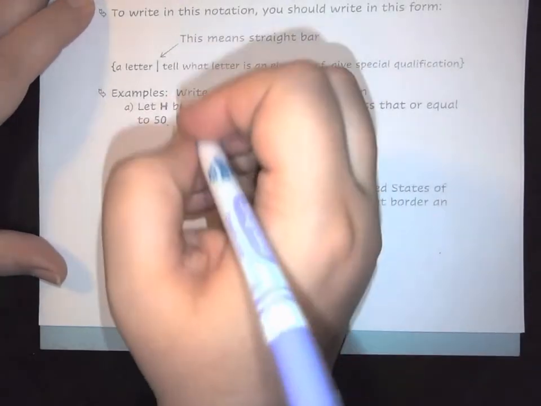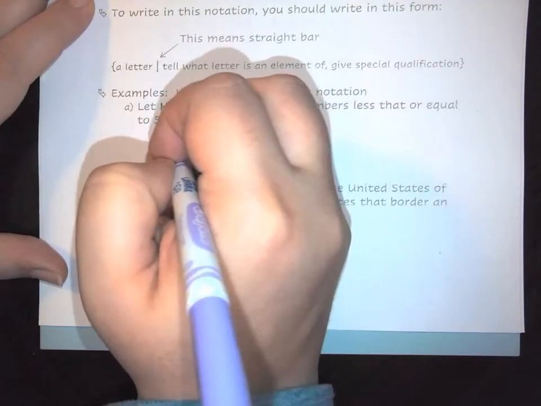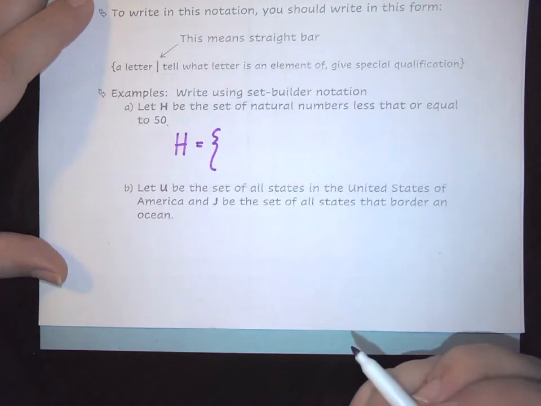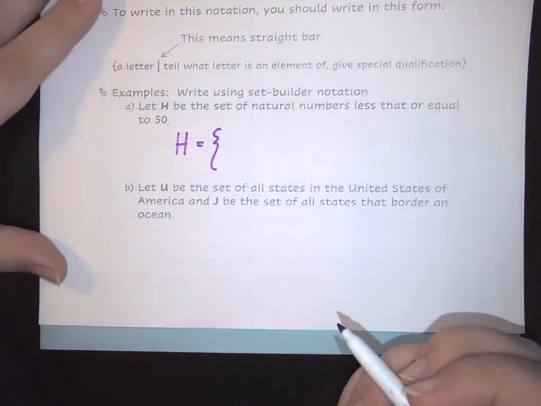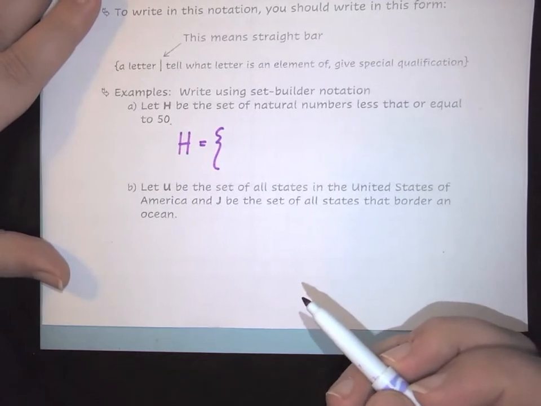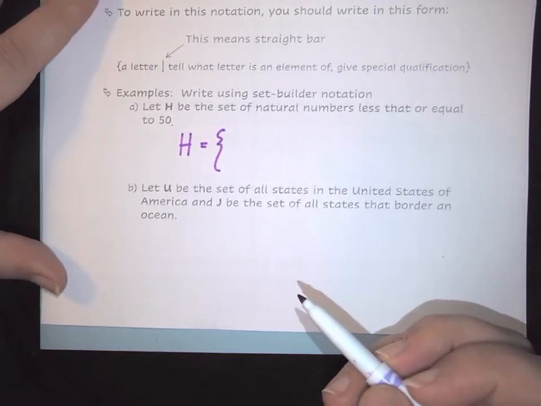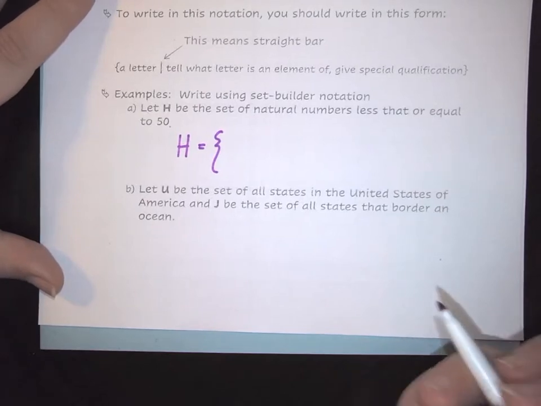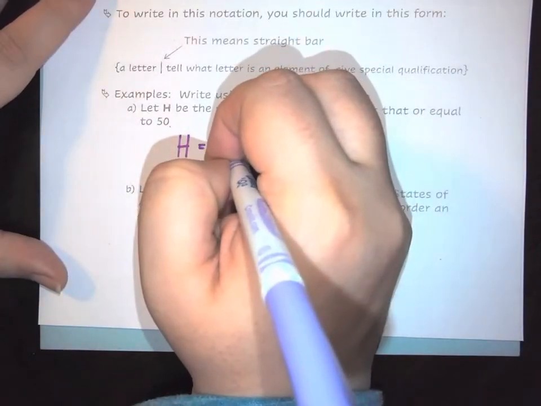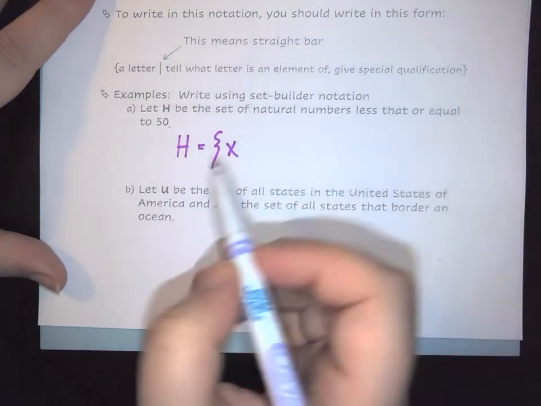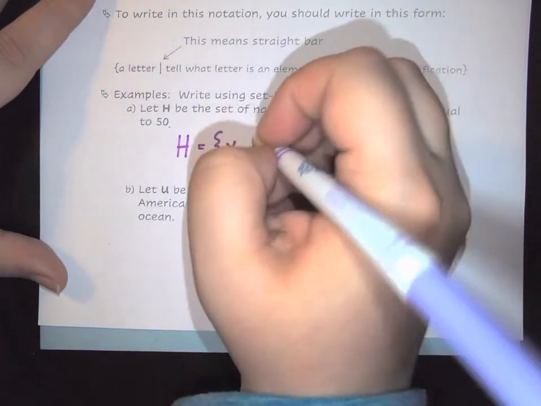So here H is going to be my set, so capital H. And then we have the set of natural numbers. Okay, so we need to choose, say, a variable to represent your elements. Now there's 26 letters in the alphabet, so you could be creative. I'm going to go ahead and use X. So X is my element.